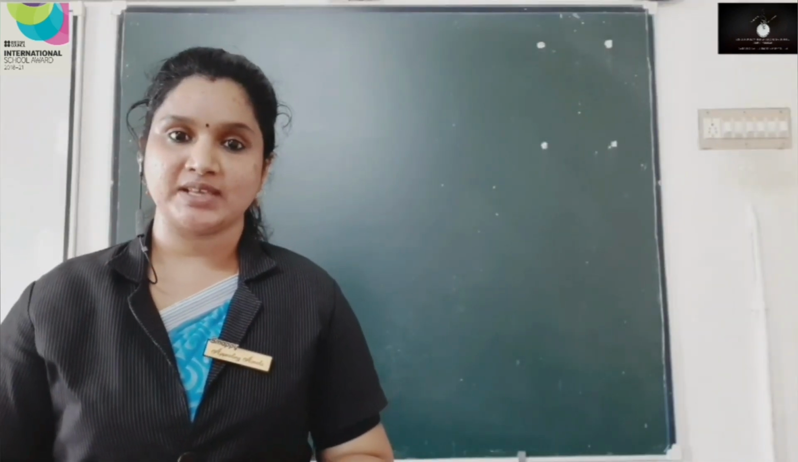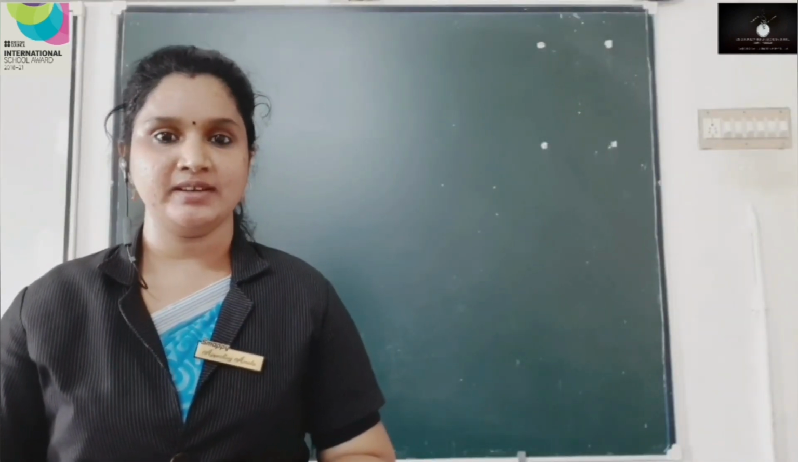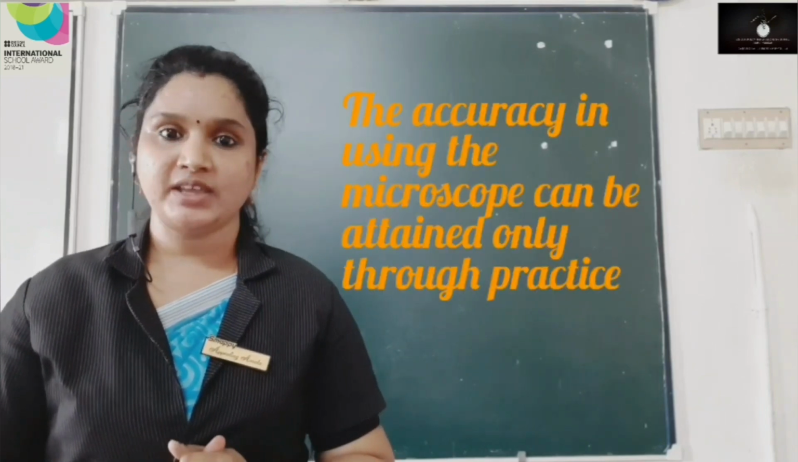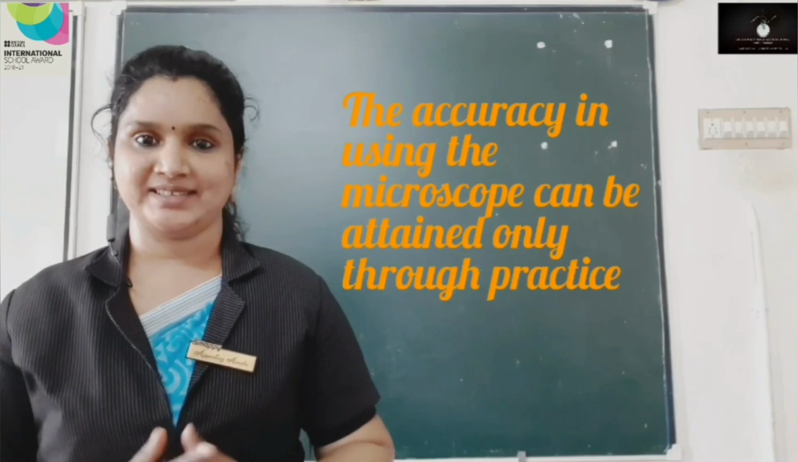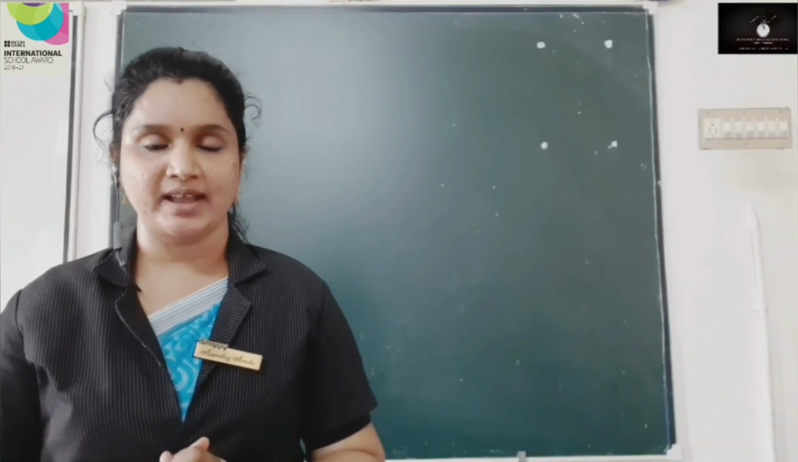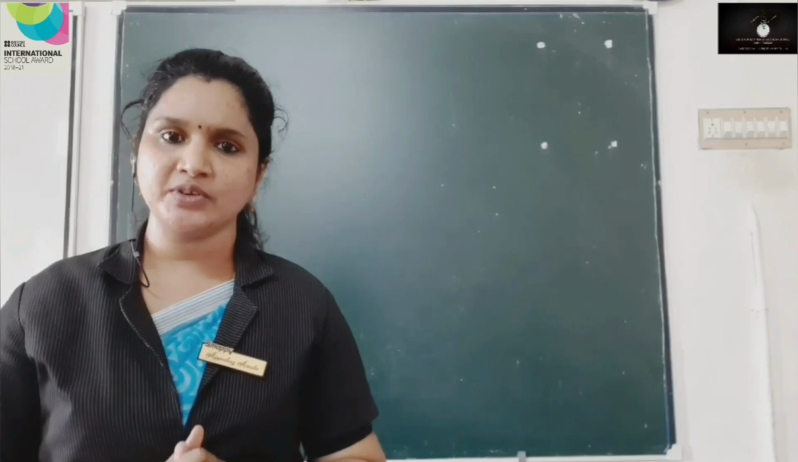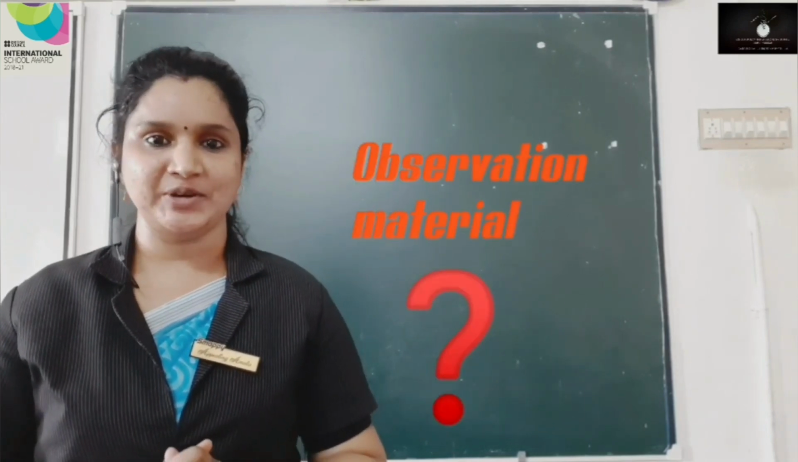You have understood the basic concepts of a microscope in the last class. The accuracy in using a microscope can be attained only through practice. You will learn to operate a microscope in your higher classes. Now, in this class, I will show you how to prepare an observation material. Before that, you must know what is an observation material.